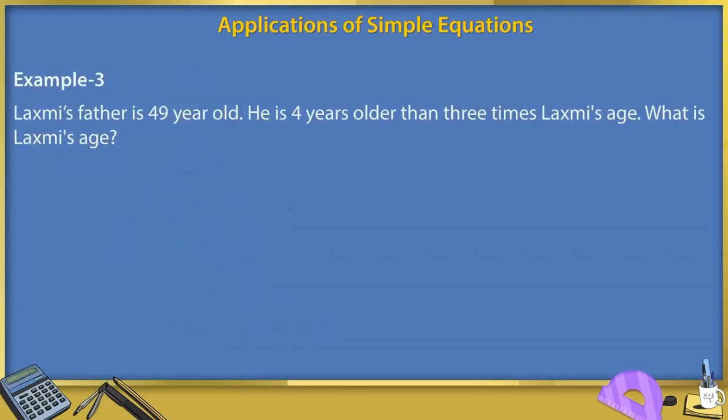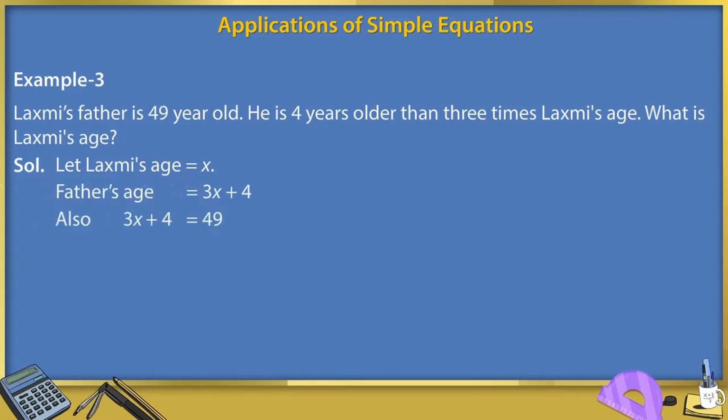Example 3. Lakshmi's father is 49 years old. He is 4 years older than 3 times Lakshmi's age. What is Lakshmi's age? Solution. Let Lakshmi's age be x. Father's age is equal to 3x plus 4. Also, 3x plus 4 is equal to 49.